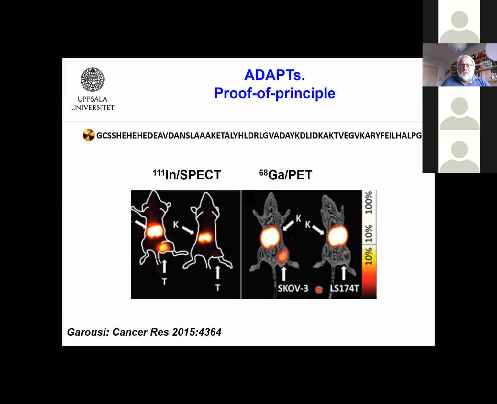We also managed to show that we can use it for positron emission tomography, using gallium in the label. This image was done using a clinical PET camera, and we again managed to select conditions where a SKOV3 tumor with a high, clinically relevant expression could be visualized, while tumors with low expression were essentially not seen.